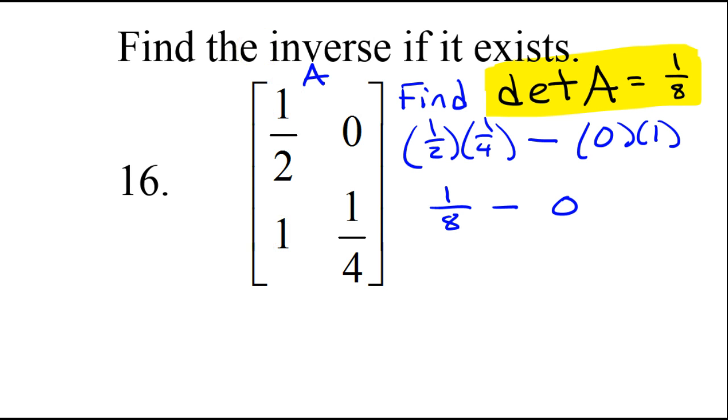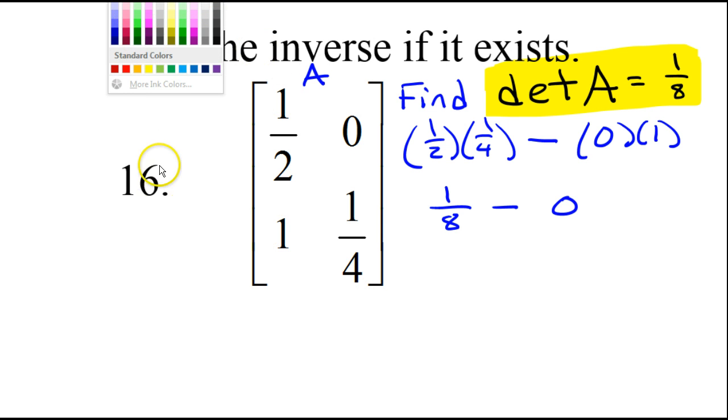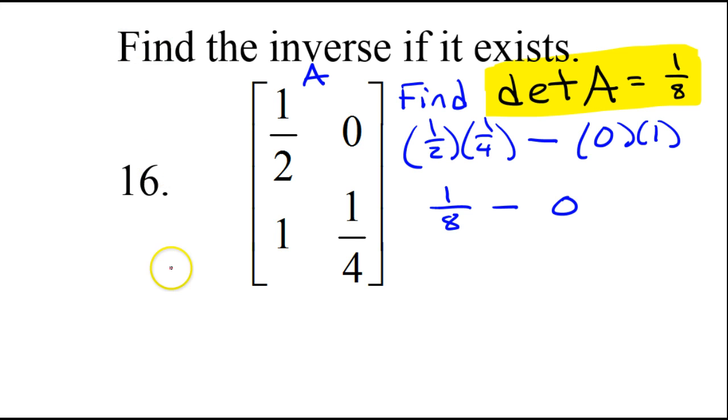So I think I'll change colors because I'm in inverse now. I'm going into the upside down. So A inverse, I'm going to do the reciprocal of the determinant. So since the determinant was 1/8, the reciprocal will be 8. Alright?